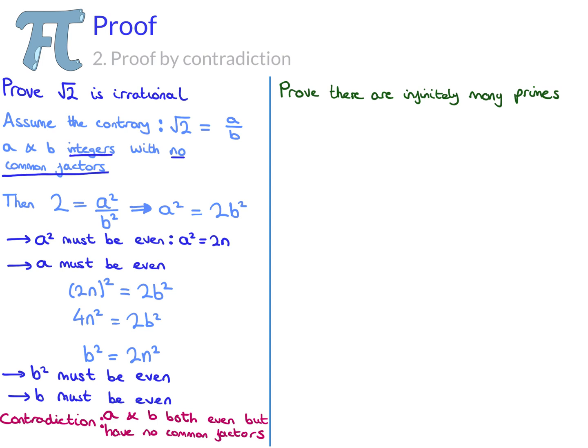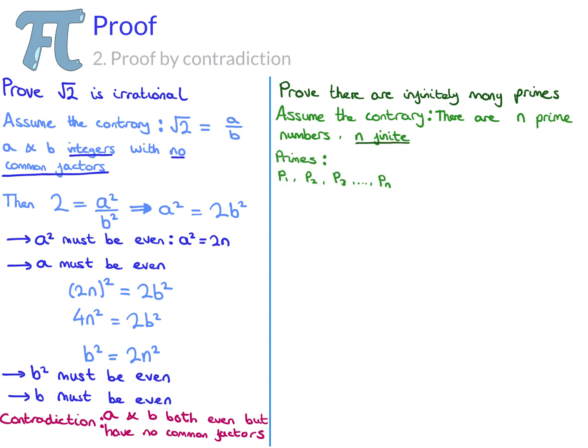Proving the infinity of primes by contradiction requires a bit more imagination and work. We assume the contrary, that there are not infinite primes, and so we can say that there are n prime numbers, with n not infinite. We can list out all of these primes, starting at p1 is 2, p2 is 3, and so on all the way up until pn, the final prime.